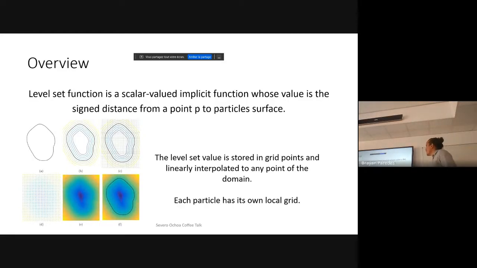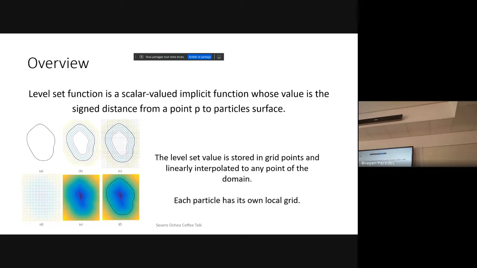So what is the level set? Basically, the level set function is a signed distance from a point to the surface. We have a surface, which can be obtained analytically or from experiments, so the distance function is possible to calculate. In this method, we save this distance in a grid, and then we can create interpolation functions to have the distance in the whole field. And if we want, we can reconstruct the function again.